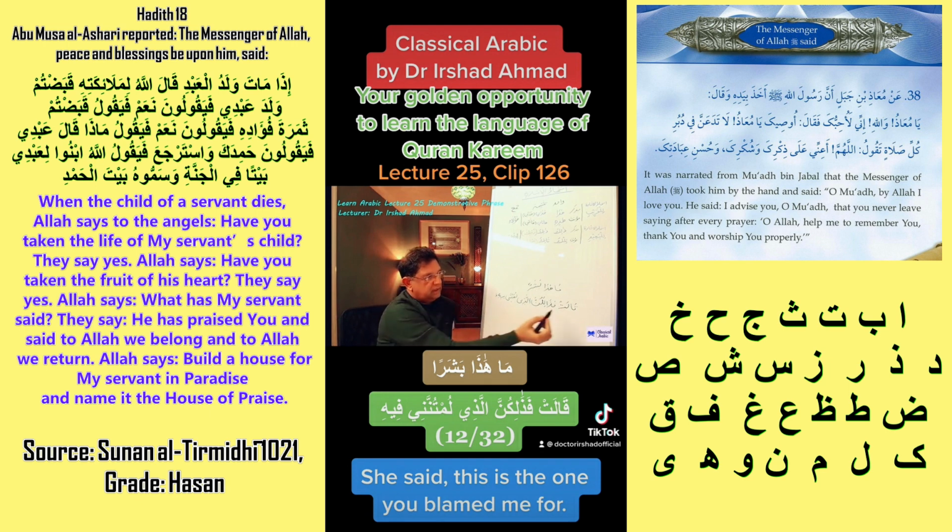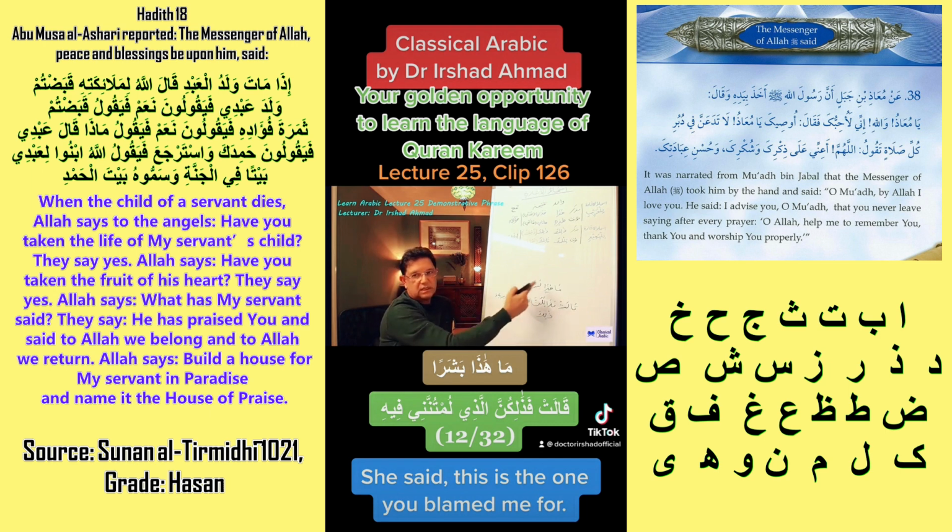She said, "Qalat, well, this is he about whom you blamed me." So those women used haza basharan, the demonstrative pronoun of nearness, because they were not aware of the high rank of Yusuf. But this woman was aware of the high rank of Yusuf. She used zalika here. Zalika. Fazalikunna allazi lumtunnani fihi.